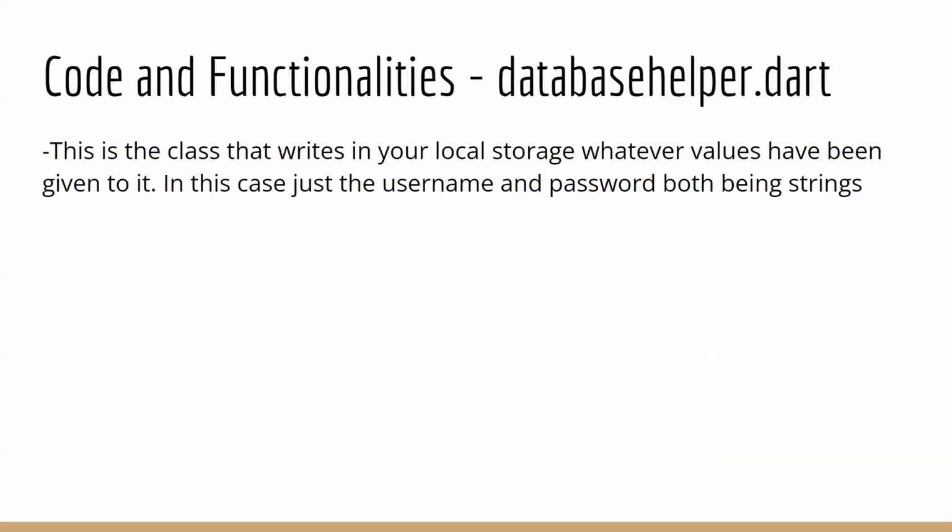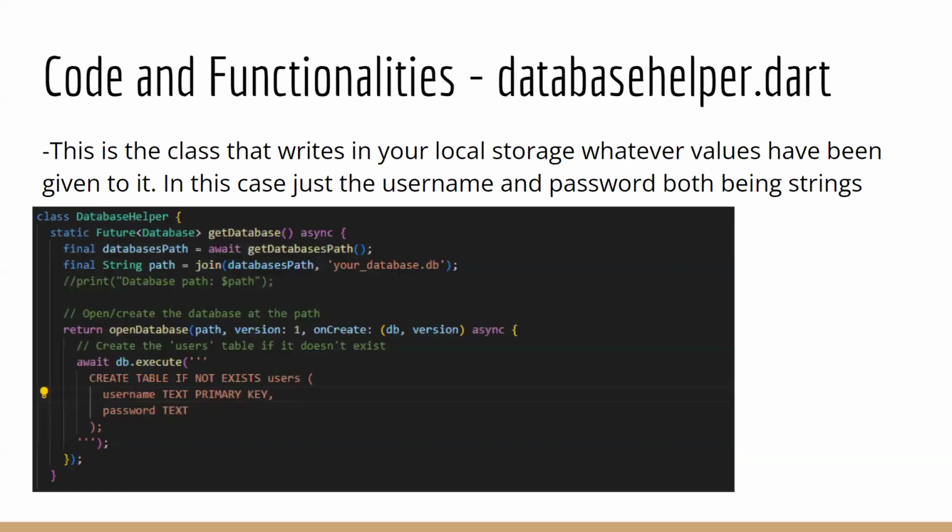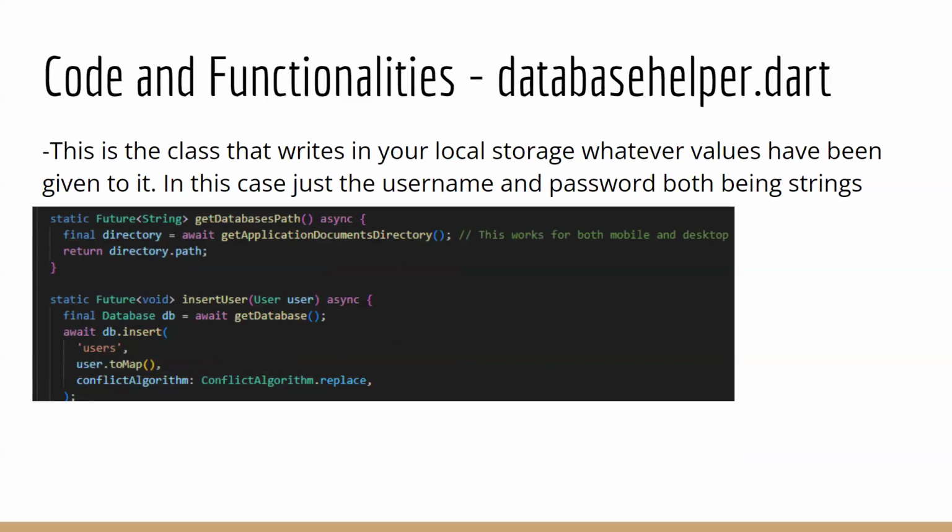Going backwards, the database helper.dart file, this is where it would actually write in your local storage whatever values you put into your username and password. In this case, both username and password are strings, so it just stores it as text. And then here's the code for that. One is for writing the actual thing, the other one's for getting the database path. And then the insert user class is simply the code that is called upon by other classes that will make it so that you can input it into the table itself.